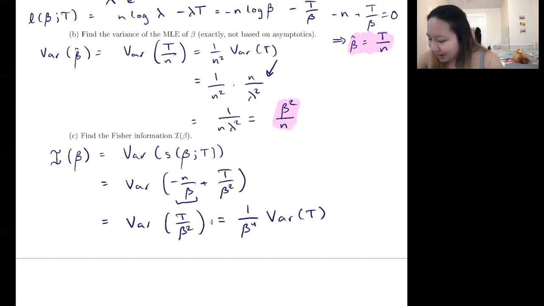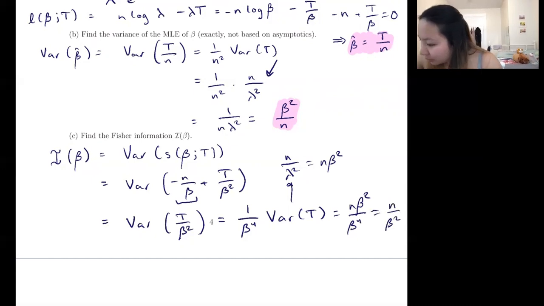Note that n over lambda squared is equal to n beta squared. So this is equal to n beta squared over beta to the 4th, which equals n over beta squared in total. So there's our Fisher information, which is pretty fun. I don't know if I would have immediately thought of this on the exam, but it's mentioned in these solutions, and I think that's kind of cool. So the exact variance of the MLE is this thing right here, beta squared over n.